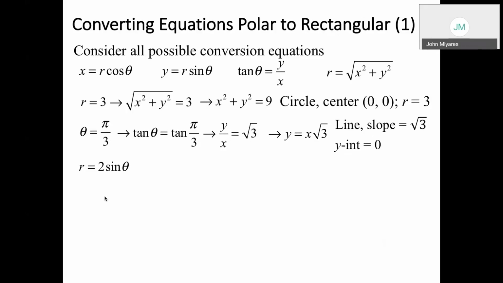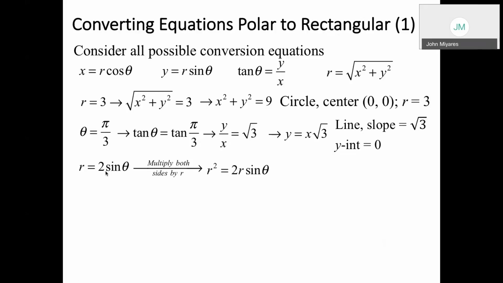For r equals 2 sine of theta, we're going to have to get a little more creative. We have a conversion factor which says y equals r sine theta. But what we have here is r equals 2 sine theta. If we had an r in front of the sine theta right here, it would be pretty easy to convert. So a trick we're going to use is to multiply both sides of the equation by r, which will give us r squared equals 2r times the sine of theta.